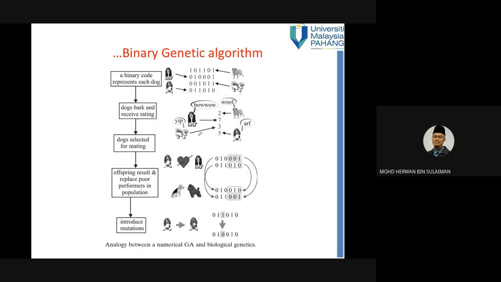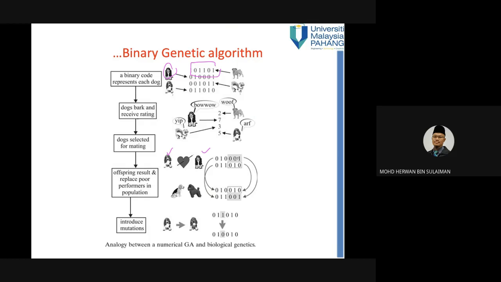This is an example of the analogy between numerical GA and biological genetics. Basically, we have a representation, let's say we have a dog here, and a binary code that represents the dog. Let's say 101101 is this type of dog, 010001 is this type of dog, and so on. Then the dogs bark and receive a rating, which is the rating in terms of numbers. Then we select dogs to be mated. Let's say we select these two dogs to be mated, and then it will produce the offspring or child.